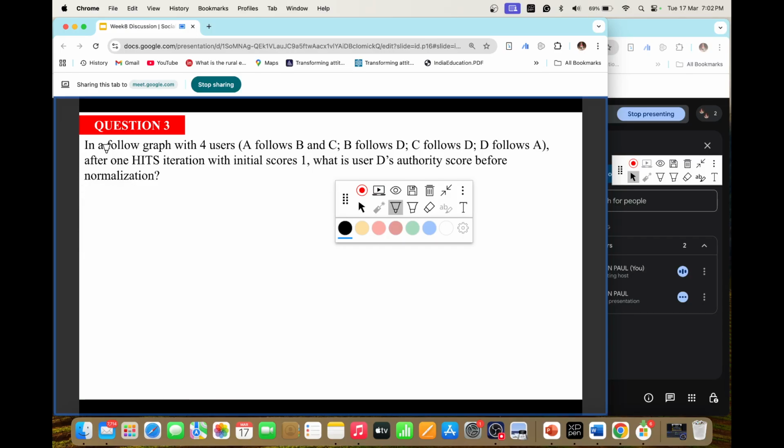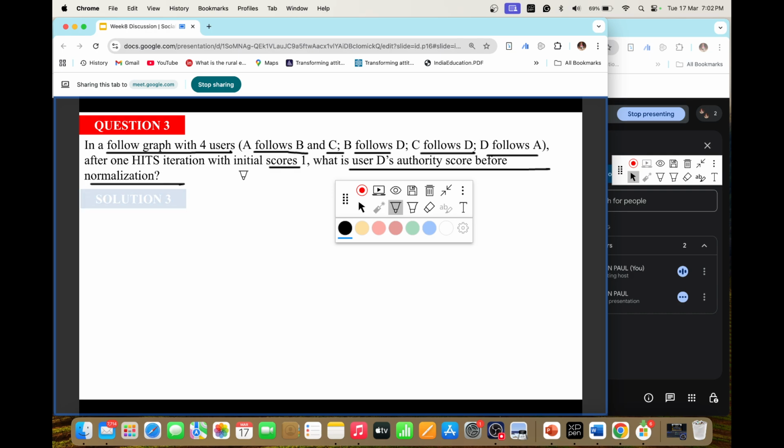Now let's move on to the third question. In a following graph, user A follows B and C, B follows D, C follows D and D follows A. After one hits iteration with initial score 1, what is user D's authority score before normalization? So before normalization we have to find out the user's authority score.